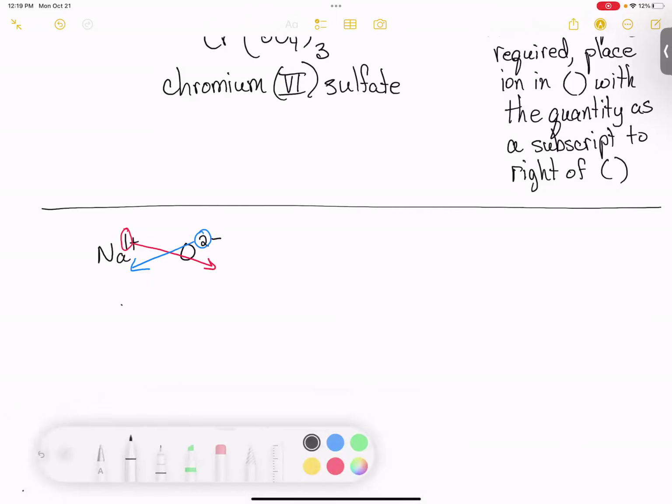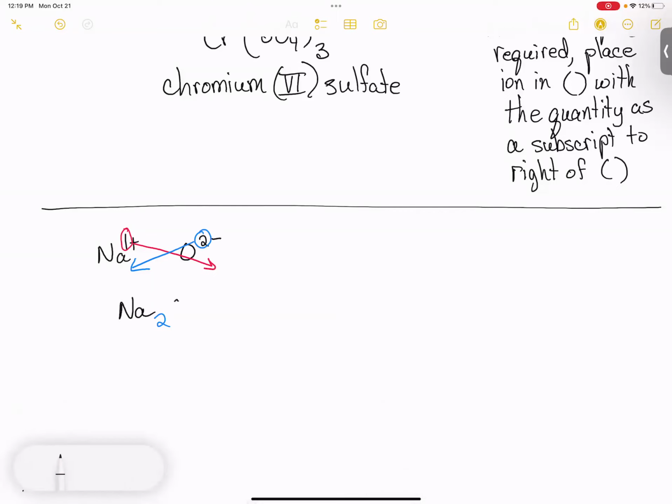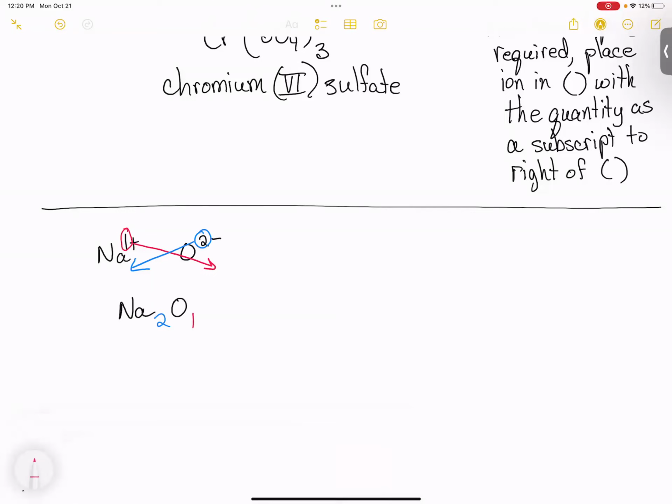So on our sodium, we dropped a 2. On our oxygen, we dropped a 1. Now to simplify. In this particular case, the only thing we can do is divide both by 1, so it's already in its simplest form, Na2O. If you can divide by anything other than 1, you have to do so.